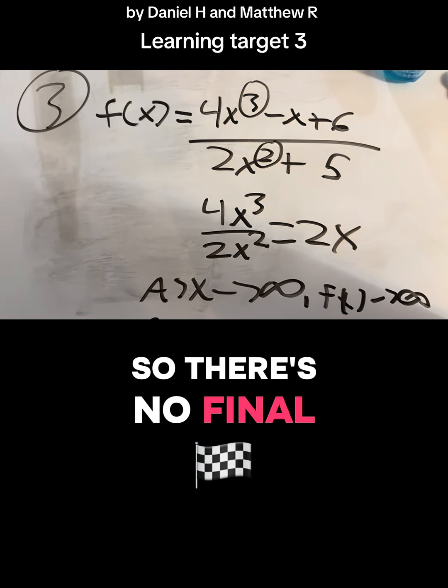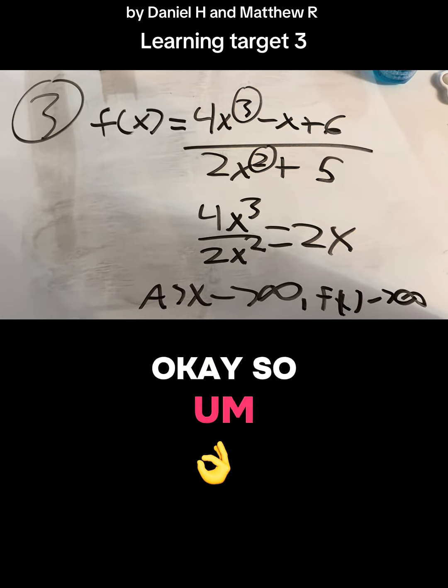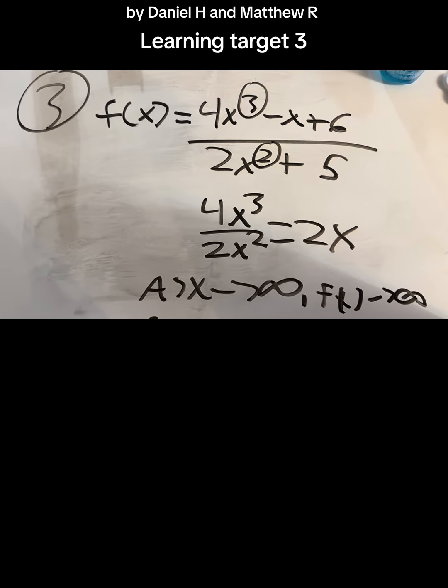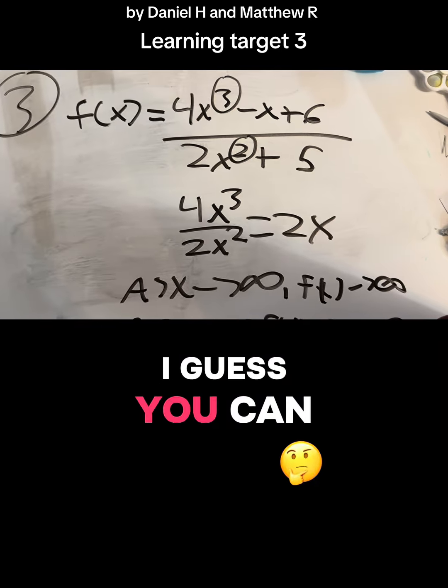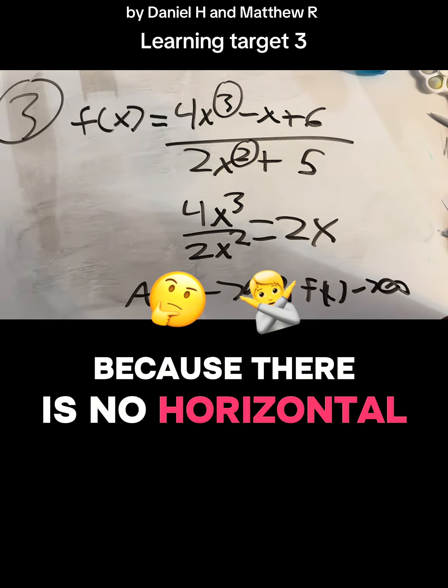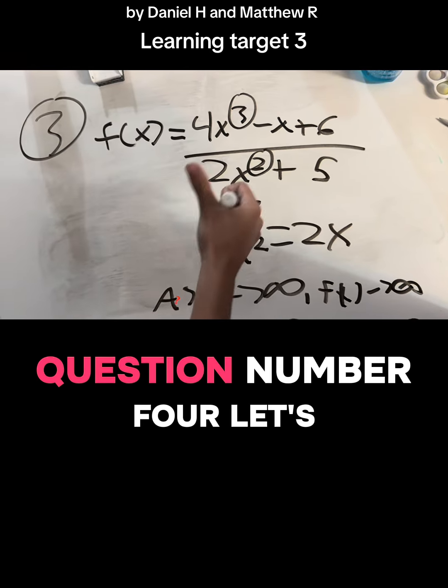So there's no final answer? No. Okay, so this is like there's no real solution, right? Basically. I guess you can say that in a way, because there is no horizontal asymptote. All right, then now question number 4.